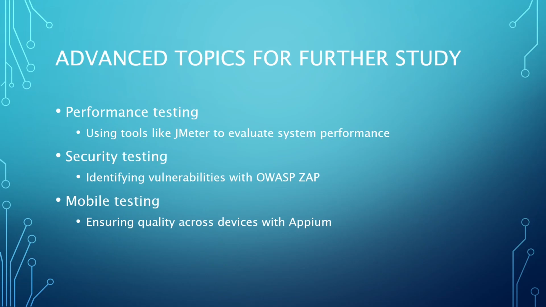For those who wish to dive deeper, several advanced topics can further enhance your skills as a test automation engineer. These include performance testing with tools like JMeter, security testing with OWASP ZAP, and mobile testing with Appium.